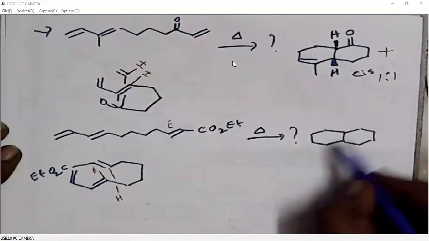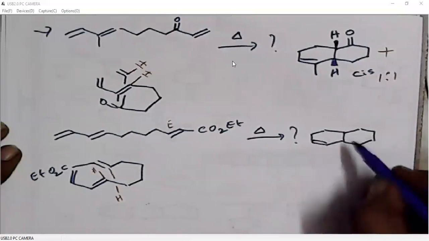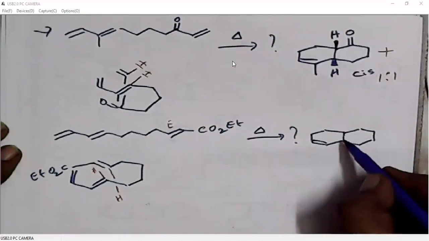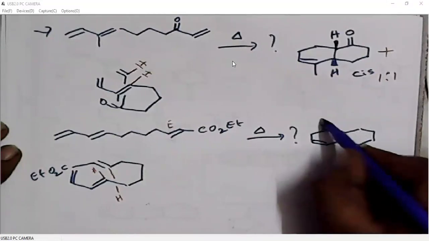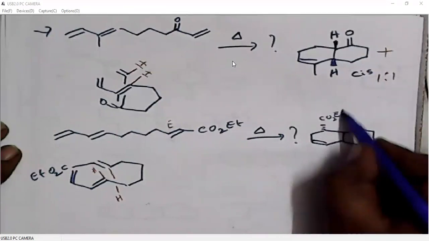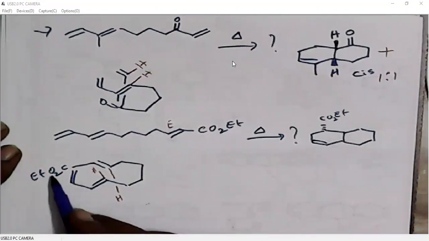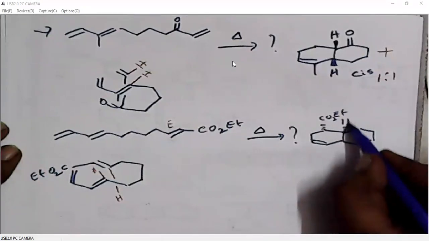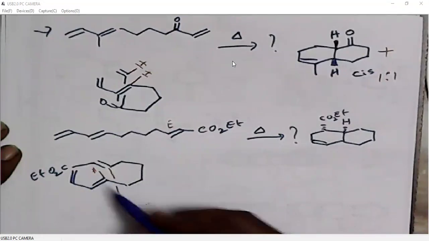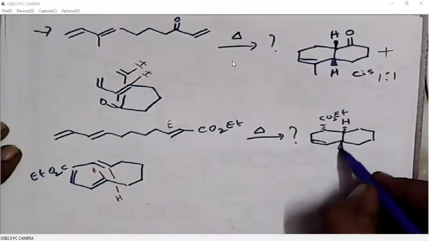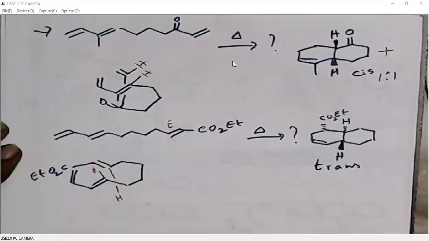When we are writing the product, we will place this here. Then we need to worry about this ring fusion as well as this ester group. Because of this endo selectivity, if we place CO2Et below the plane, hydrogen is also in the same plane as CO2Et. So hydrogen here will also be below the plane. Now both are in opposite directions, so it will be trans ring fusion. So this is how we need to write the products.